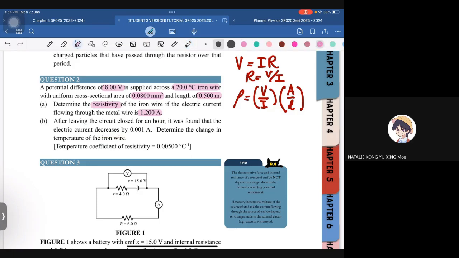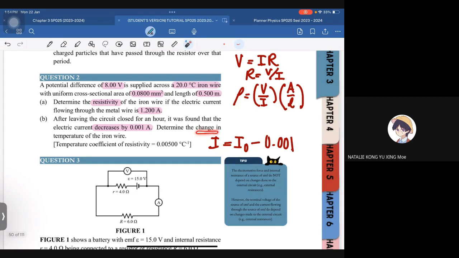ampere. Okay, so current decreases by 0.01. Okay, dia bukan decreases to, dia decreases by. Okay, so maksudnya kamu punya final current tadi itu initial current kamu tolak dengan 0.001. So ini kamu punya final current lah. So sekarang dia suruh kita determine the change in temperature.